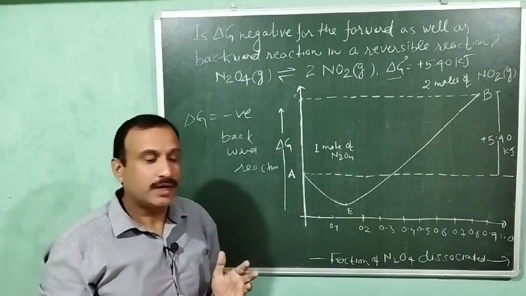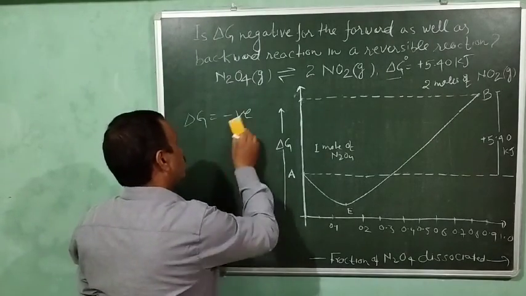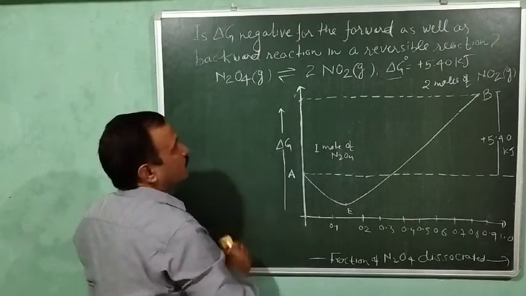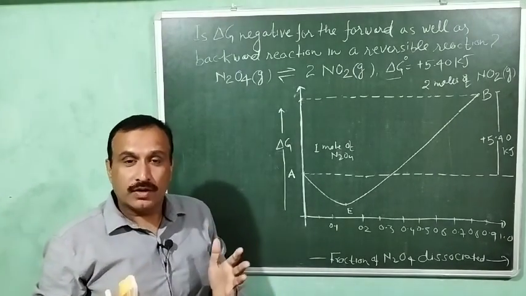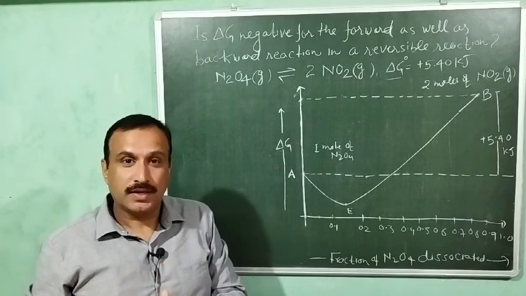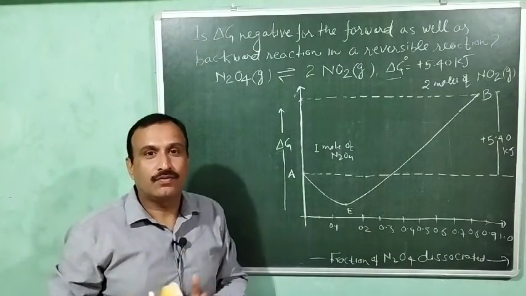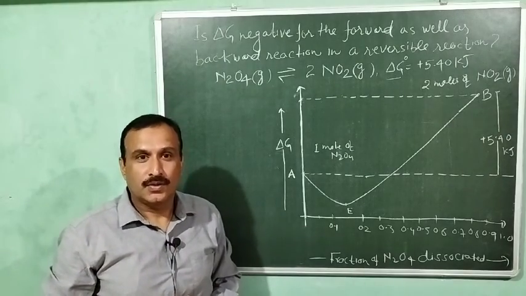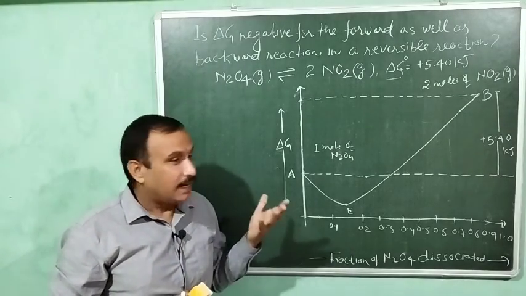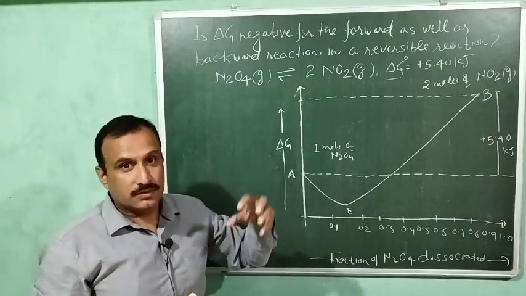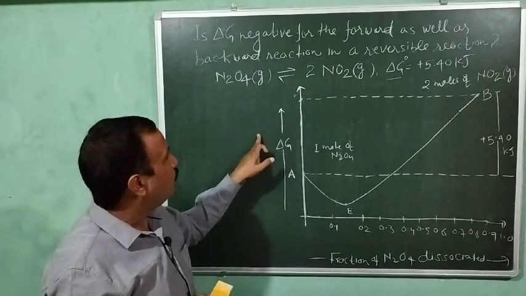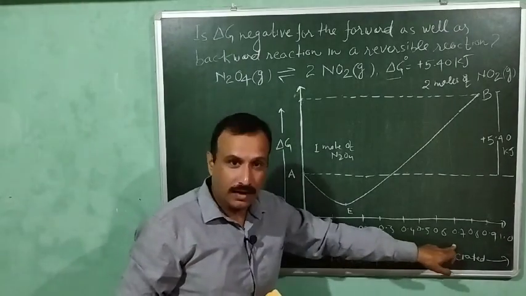Okay, दोनों ही जो predictions हैं वो गलत हैं, क्योंकि in this reversible reaction both forward and backward reaction take place and both are spontaneous and the delta G will be negative for both of the reactions. Okay, so I will explain this question with the help of this free energy diagram.